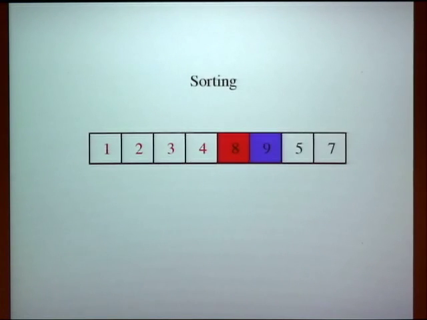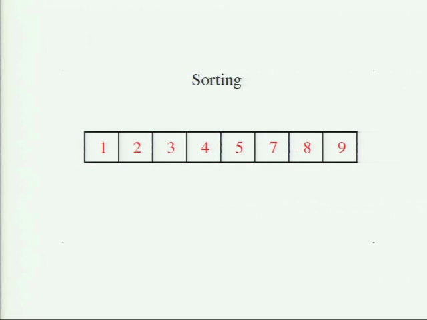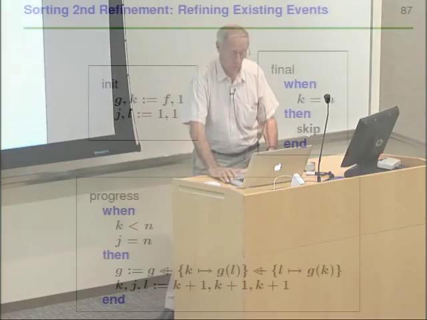We change eight, nine, five, seven, five. So we exchange five and eight. And then nine, eight, seven, seven and nine. Eight, nine, so eight is the minimum. And then this is the end of it. Okay. So we see that we now have these two loops.